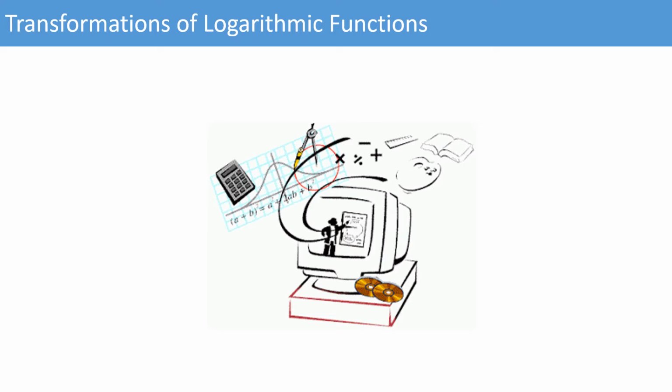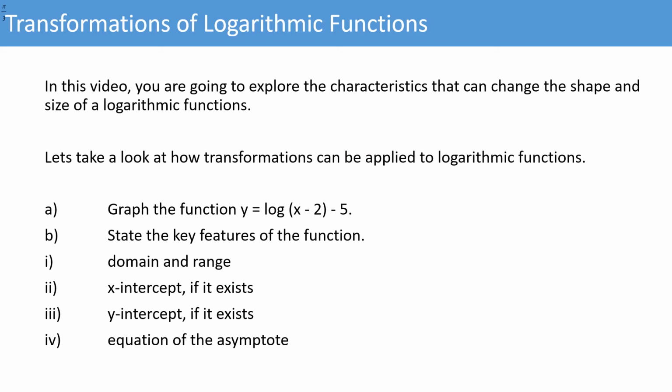Transformations of logarithmic functions. In this video, we're going to take a closer look at the characteristics that change the shape and the size of a logarithmic function. Let's take a look using these examples. We're going to graph the function log(x minus 2) minus 5. We will state the key features of the function: the domain and range, the x-intercept if it exists, the y-intercept if it exists, and the equation of the asymptote.